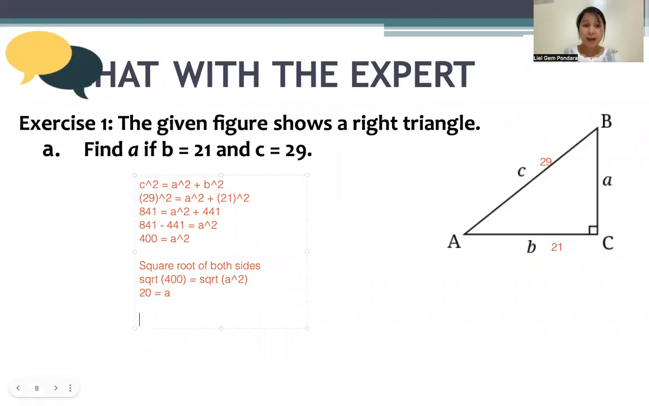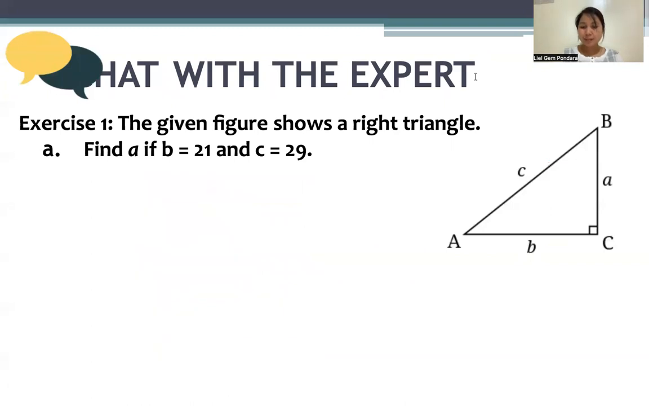If you're going to check that, then we'll have 29 squared is equal to 21 squared plus 20 squared, in which 841 is equal to 441 plus 400. Thus, our left-hand side is equal to the right-hand side. So our A is equal to 20. Let's go to the next number.